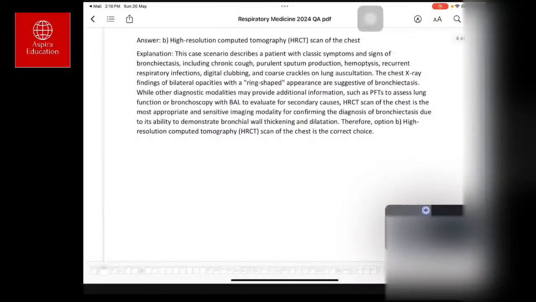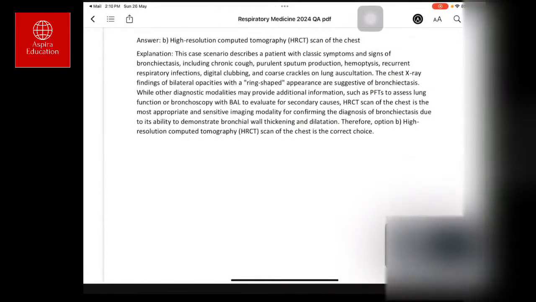Okay. So the chest X-ray findings of ring-shaped appearance are suggestive of bronchiectasis itself, while other diagnostic modalities may provide additional information, but the diagnosis of bronchiectasis will be made by HRCT chest.